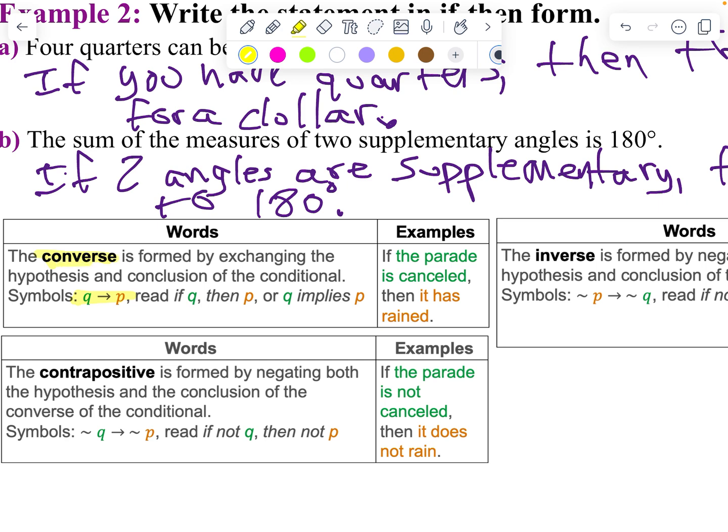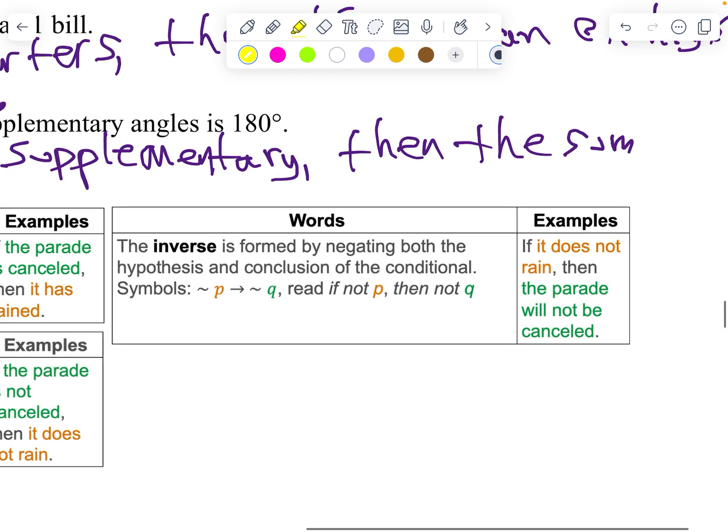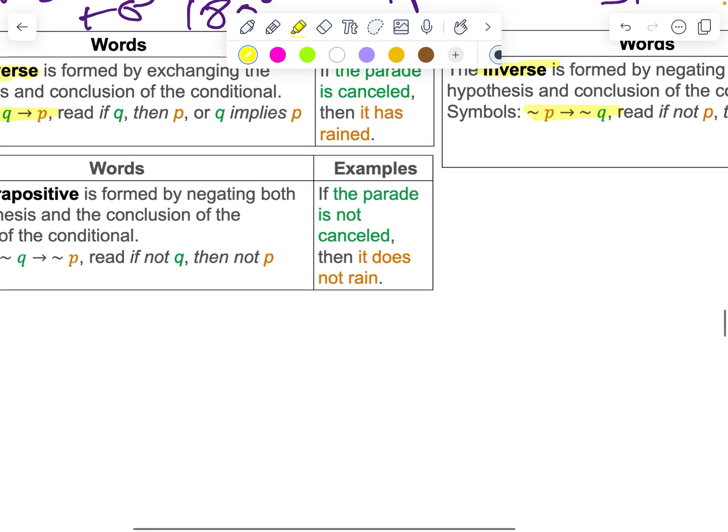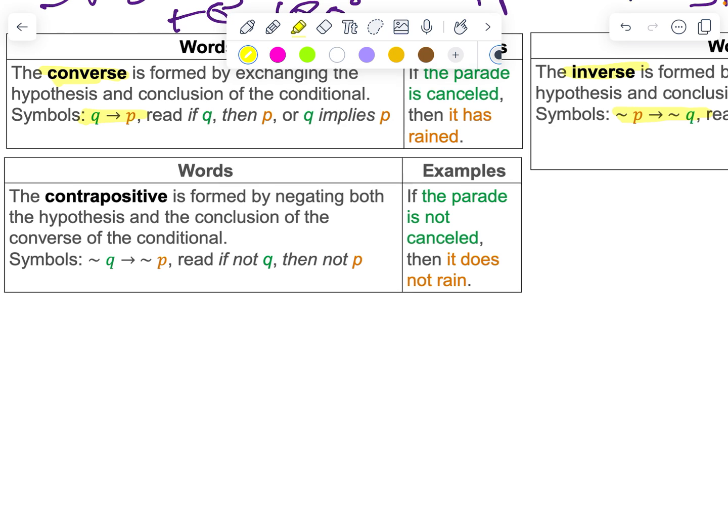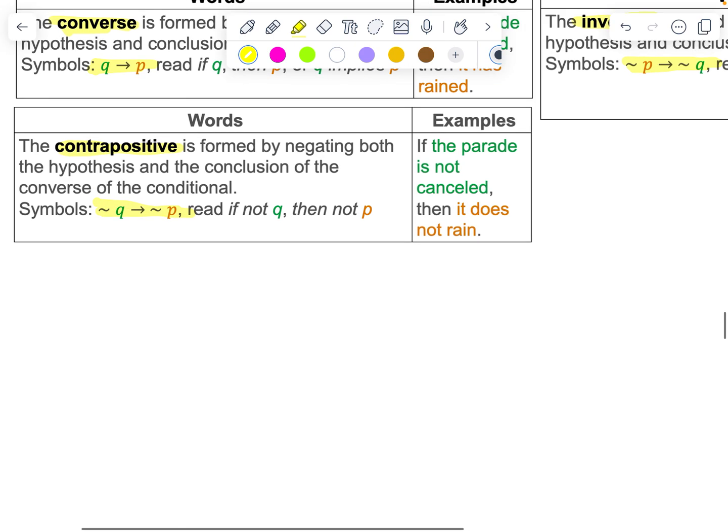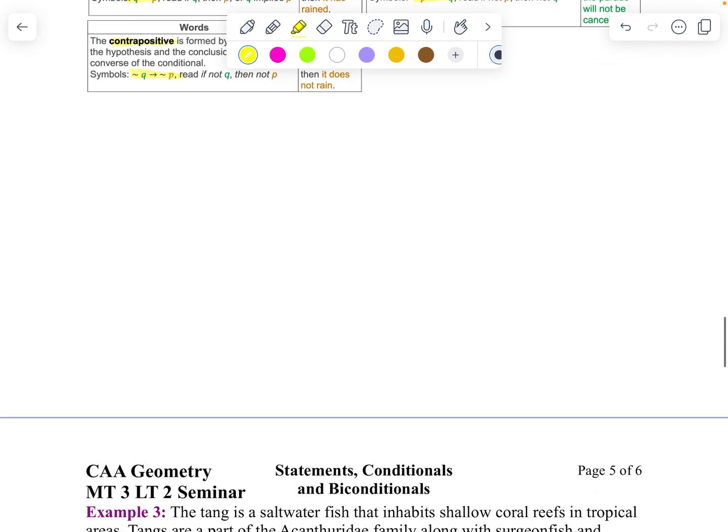Now if I take a look at my inverse, I keep the same order, but I negate both of them. Think inverse, you're undoing it. So it would be not P implies not Q. That would be my inverse. And then my contrapositive is my converse of my inverse. That means I'm going to make them negative and flip them around. Those are just the names of them. But we need to memorize those.